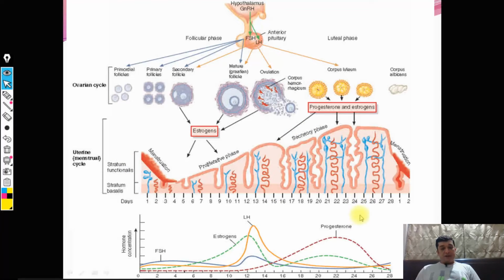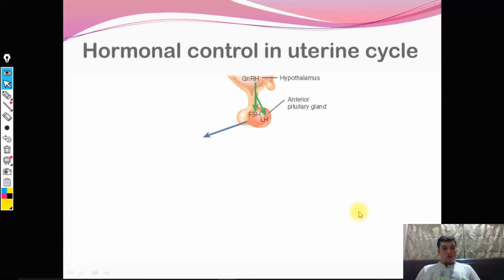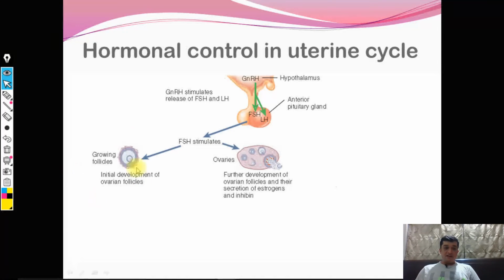So with this we have completed our topic. This is the hormonal control. You can see that gonadotropin releasing hormone stimulates the gonadotrophins, that is FSH and LH. This FSH leads to development of the follicles. Here I have shown the growing follicles. This is the phase shown in the ovary, and once there is enough FSH, it leads to development of the secondary follicle.